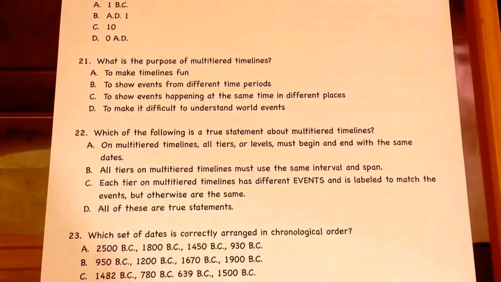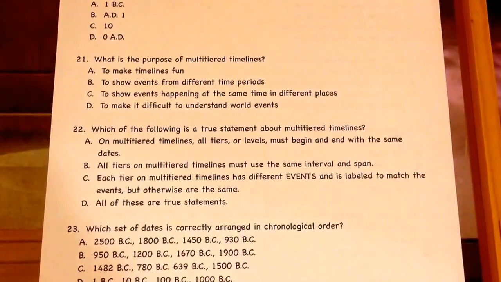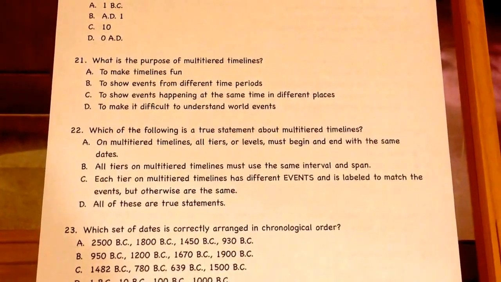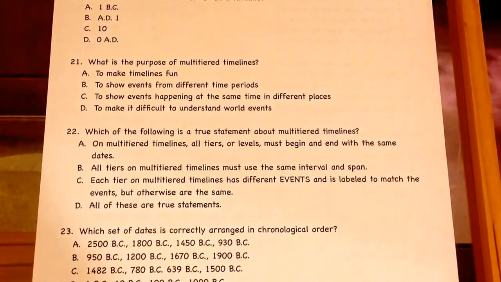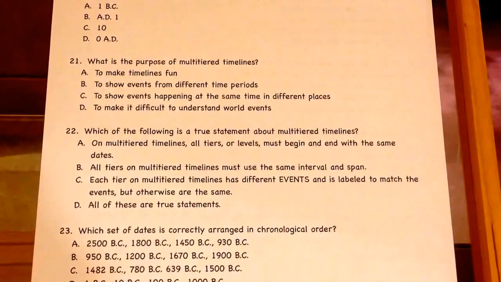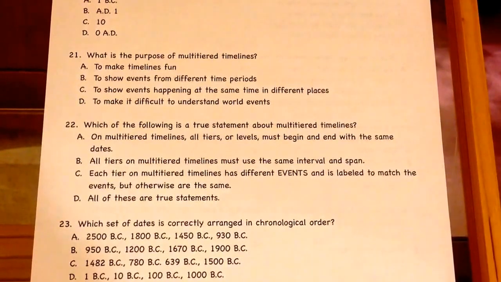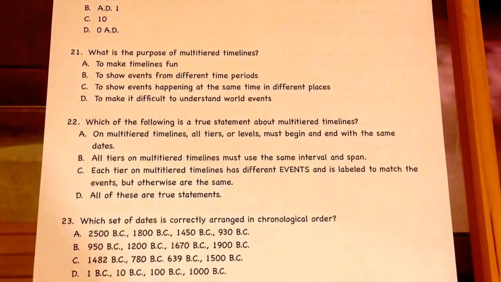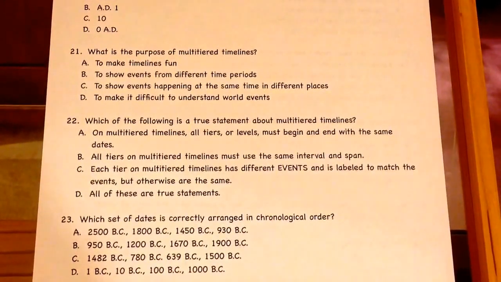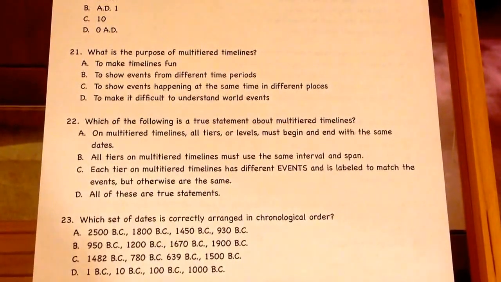Number 22. Which of the following is a true statement about multi-tiered timelines? A, on multi-tiered timelines, all tiers or levels must begin and end with the same dates. B, all tiers on multi-tiered timelines must use the same interval and span. C, each tier on multi-tiered timelines has different events and is labeled to match the events, but otherwise are the same. Or D, all of these statements are true.